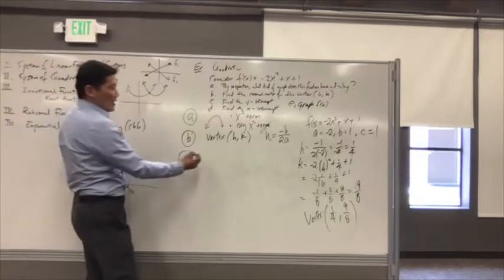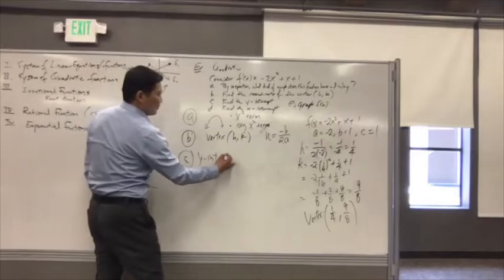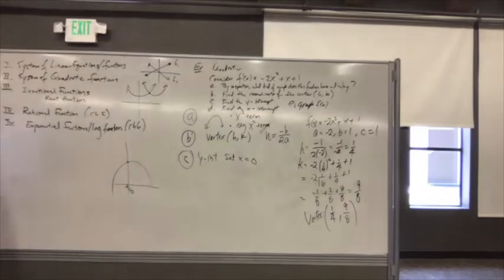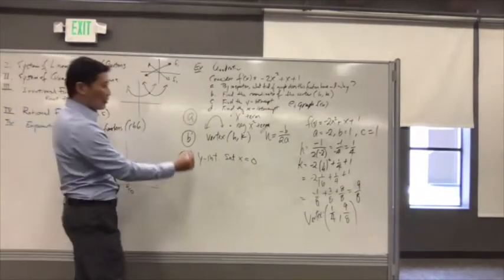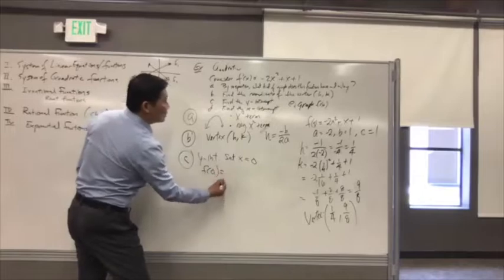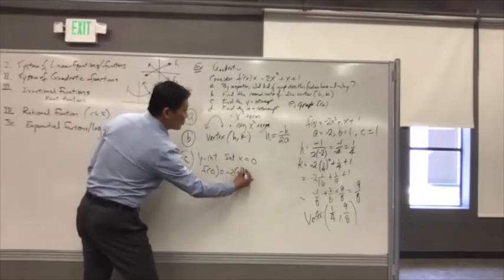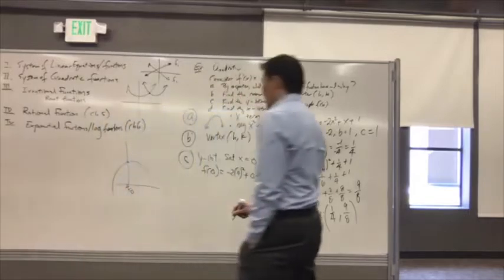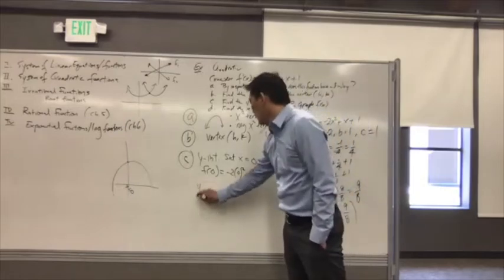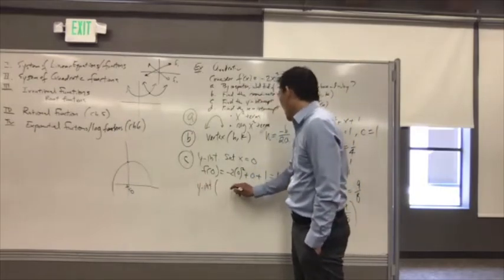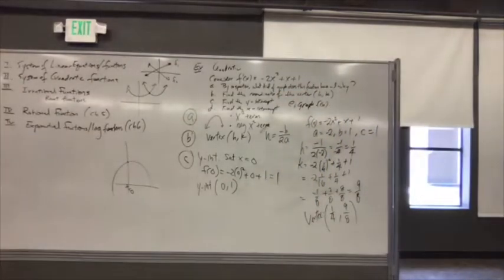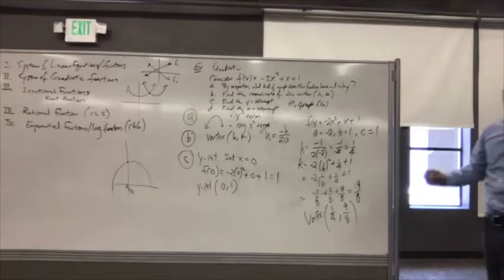So x is equal to 0. So for y-intercept, set x equal to 0 and put 0 into the function. So f of 0 is equal to negative 2 times 0 squared plus 0 plus 1, which is equal to 1. So y-intercept is at 0 and 1. So far, so good? You follow along? Part D?